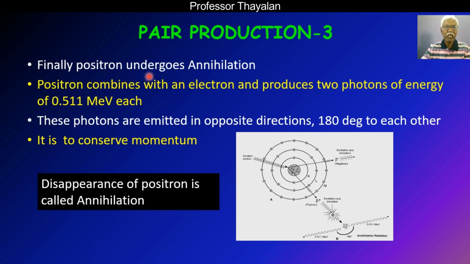Finally, the positron undergoes annihilation. What is annihilation? It is the disappearance of the positron. The positron combines with an electron and produces two photons of energy 0.511 MeV each. You can see the picture here. The positron is here. It combines with the electron and gets annihilated and produces two gamma photons in opposite directions, 180 degrees. So one gamma goes in this direction, another gamma goes in the other direction. The angle is 180 degrees. This is to conserve the momentum of the collision. These photons are emitted in opposite directions, 180 degrees to each other, to conserve momentum of the collision.